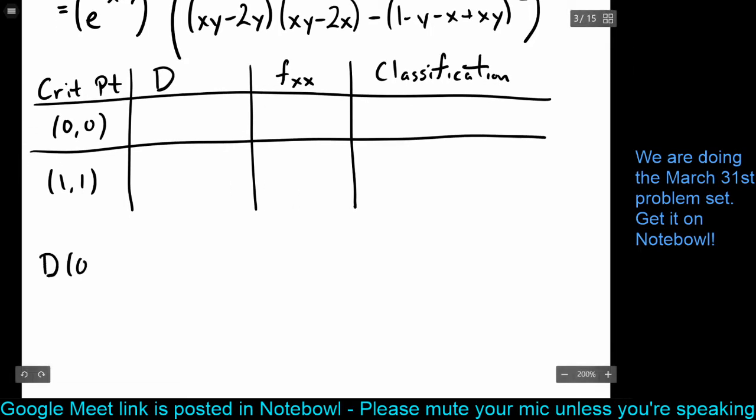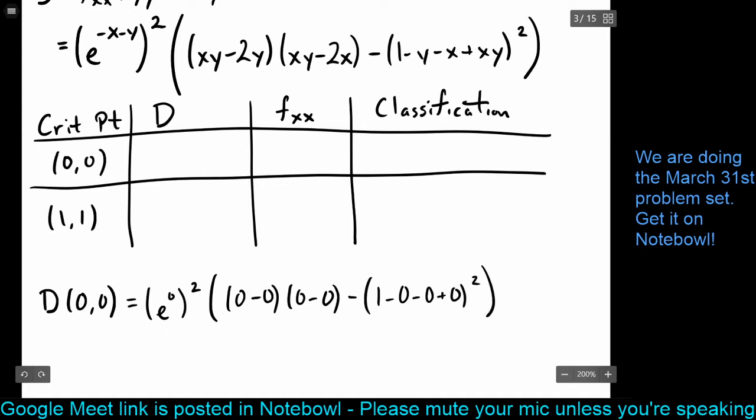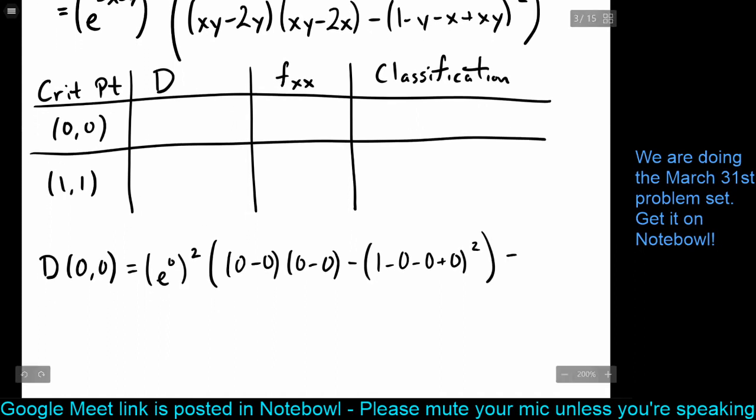So D of 0, 0. If we plug that into this expression, we're going to have e to the 0 squared. Plugging it in here, we're going to have 0 minus 0 times 0 minus 0 minus 1 minus 0 minus 0 plus 0. Lots of zeros in this one. If you work all this out, this is actually negative 1. So this is negative. And actually, at this point, we're already done. We don't need fxx because anytime D is negative, we know this is a saddle point.